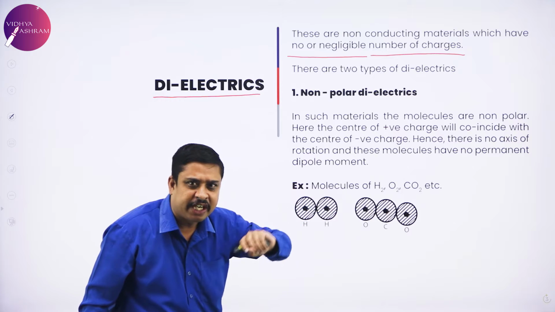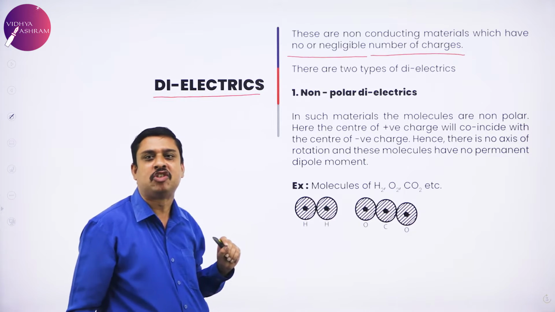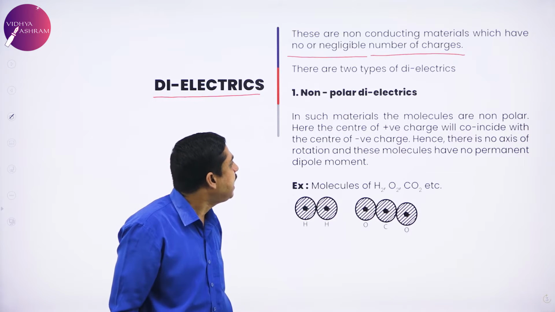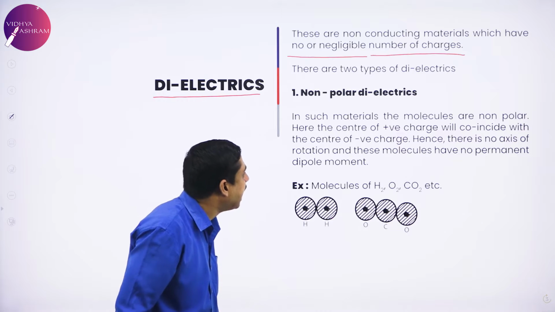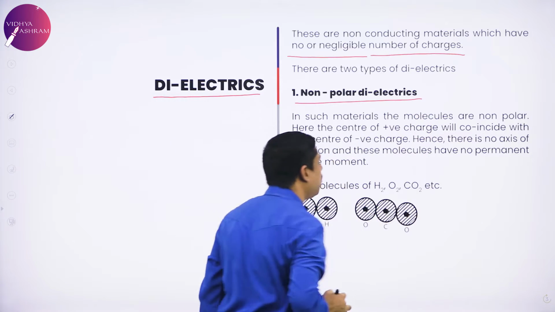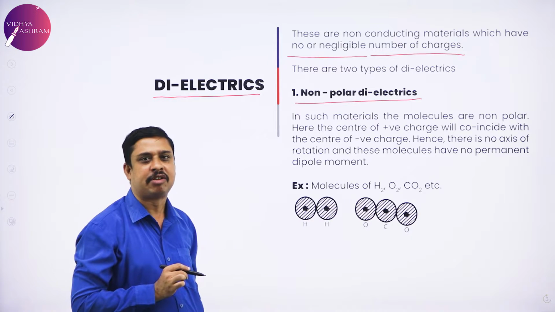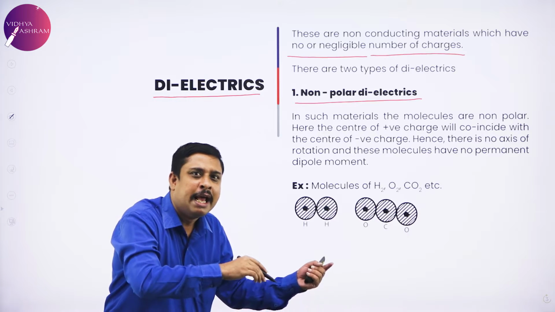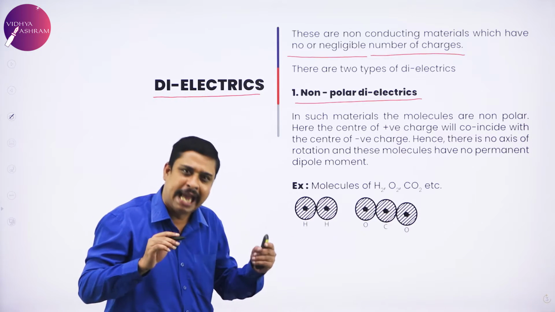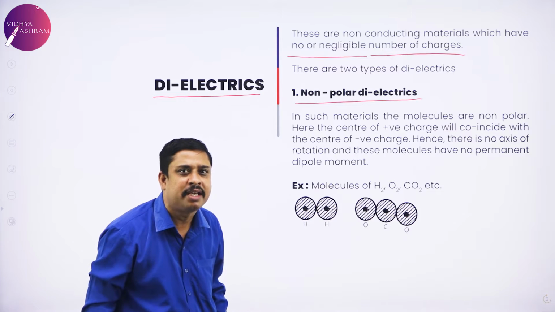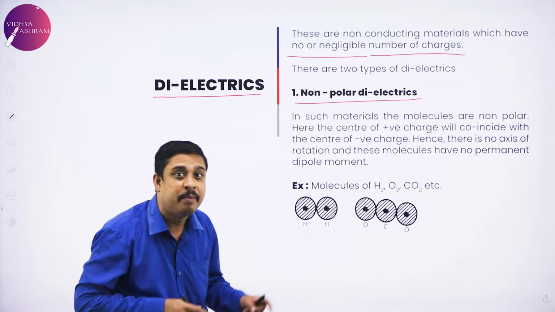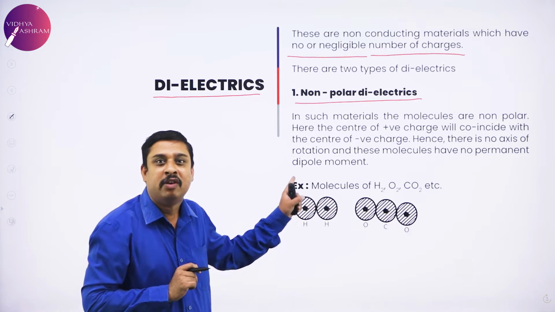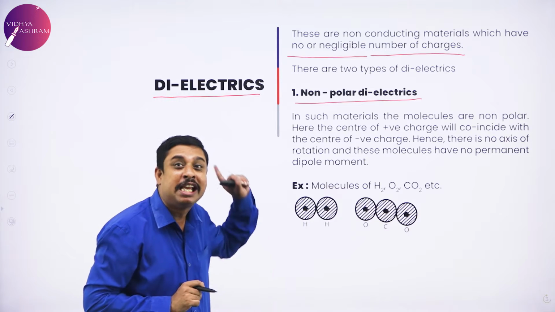Now coming to their bifurcations, classifications, they are of two types. One, as you see, non-polar dielectrics, and the other one is polar dielectrics. Both are dielectrics, whether non-polar or polar, in both the electrical properties are minimum. Then what is the difference between them? In depth you study in your chemistry with respect to chemical nature. Now we will understand them with respect to their physical nature.